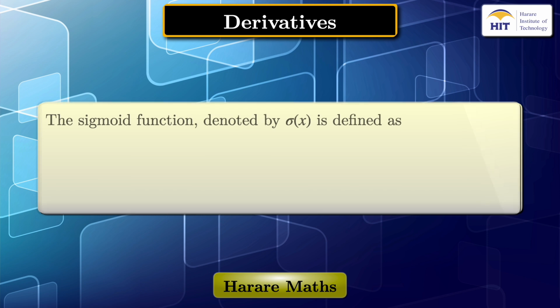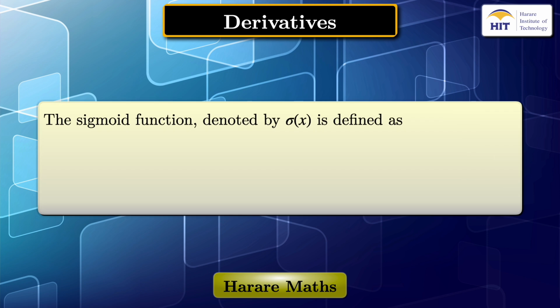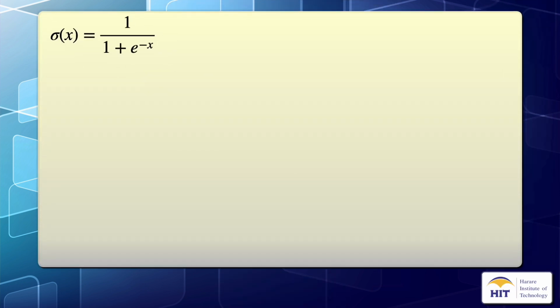And the sigmoid function, denoted by sigma(x), is defined as sigma(x) = 1 divided by 1 plus e^(-x). In this video, I'm going to find the derivative of sigma(x), which is denoted by sigma prime. So we have that function there, sigma(x).